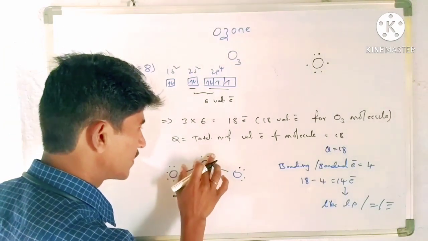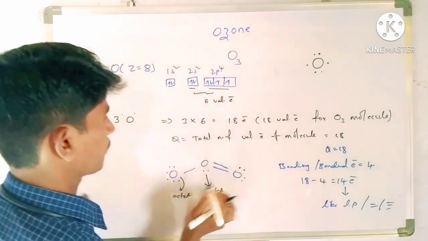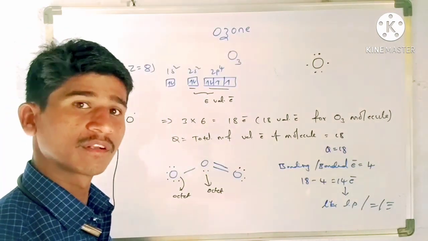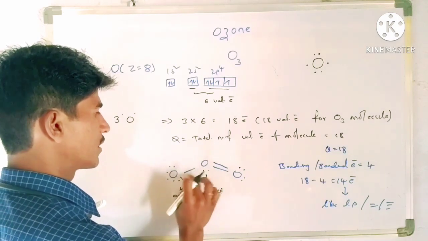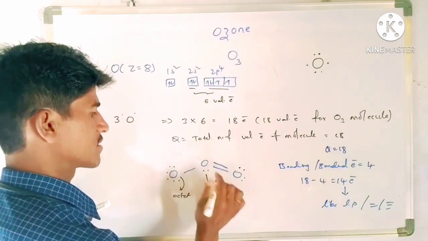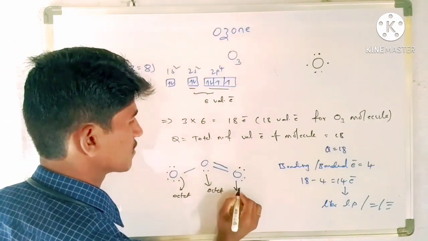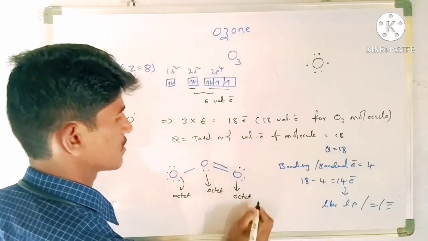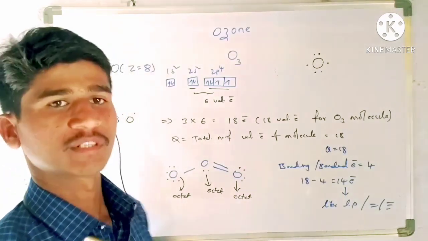Now we convert this lone pair into a bond. Now assume how many electrons are there for this oxygen? 1 2 3 4 5 6 7 8. Yes, this is an octet. Here also 1 2 3 4 5 6 7 8, this also gets an octet. So this also gets a stable configuration. Now this is the way of representing O3.